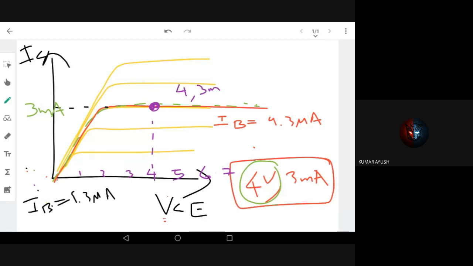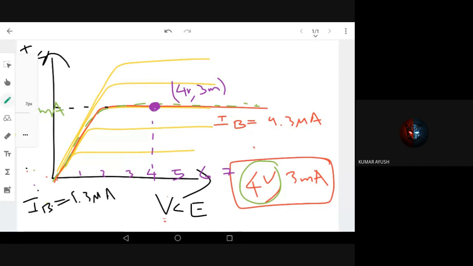Although this is approximate. So this is the collector-emitter voltage and the collector current. My transistor is operating at this region. So this region is very important. And what is the importance of this region? Now, when your output point is fixed, that is 4 volt and 3 milliampere, and some signal is given to the base-emitter part.